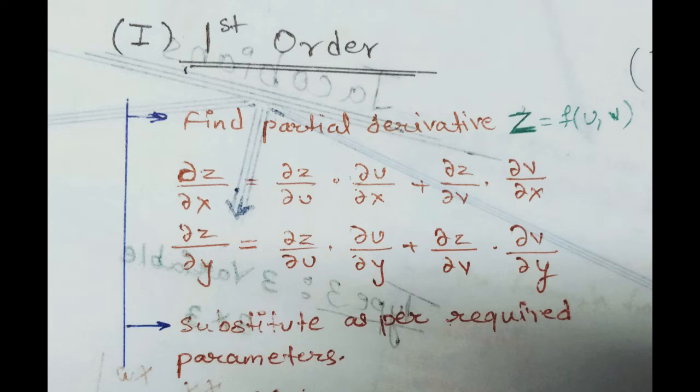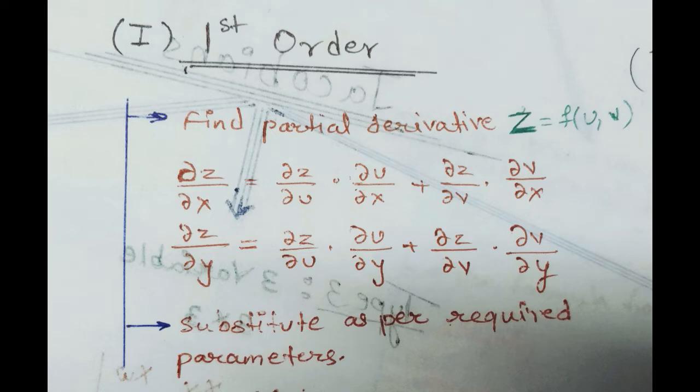Now when I have to find dou z upon dou x, how will I find my desired value dou z upon dou x, which is the intermediate step in my whole route that I discussed in the introduction? For finding that dou z upon dou x, we have a formula. For dou z upon dou y, we also have a formula.